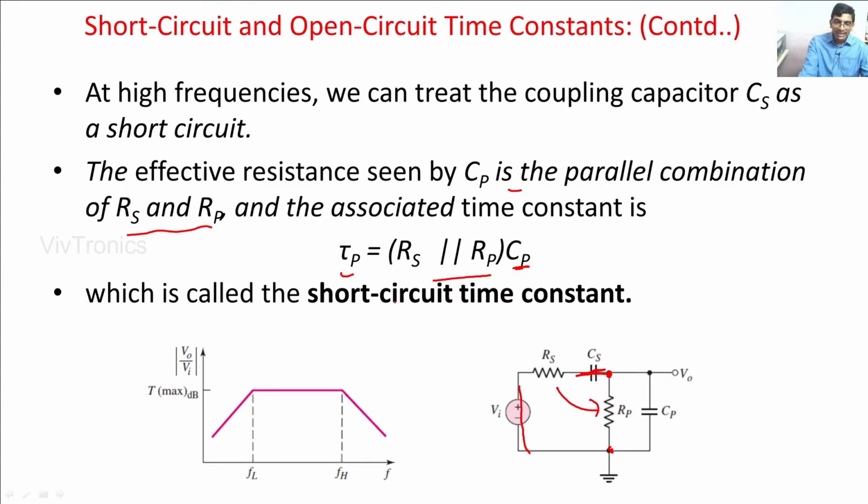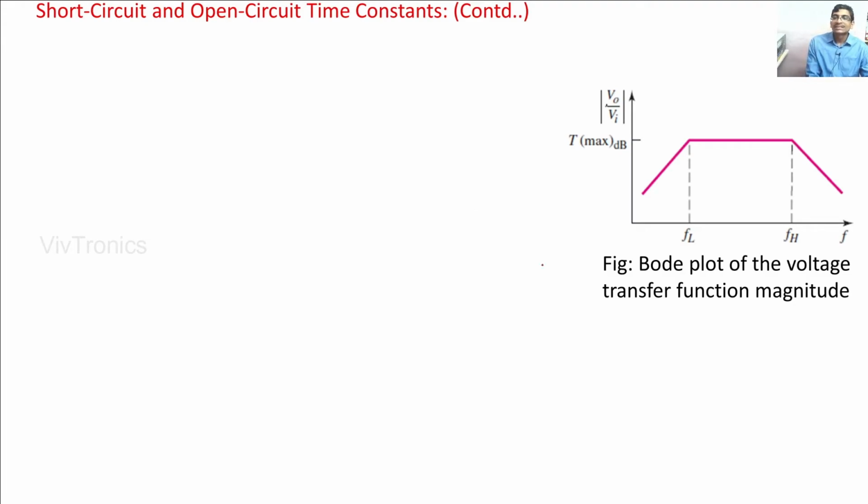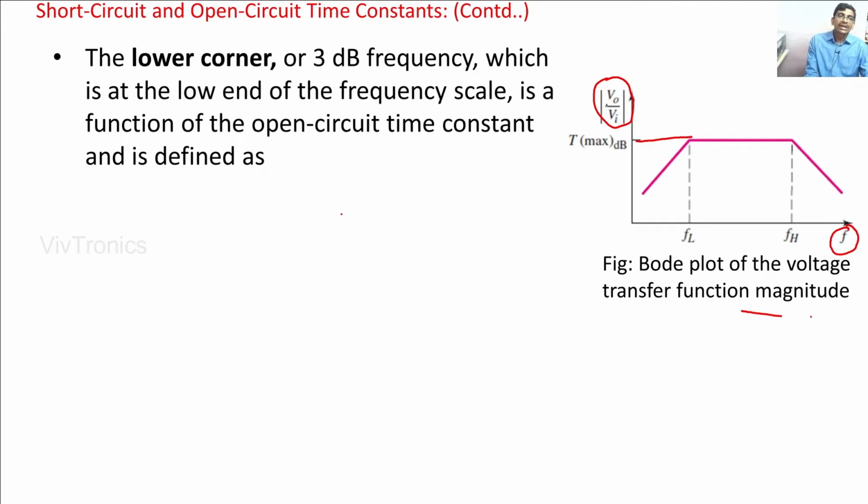Now we are going to get the bandwidth of the circuit. Let us see the Bode plot of the voltage transfer function magnitude. Here on the x-axis we have taken the frequency, and on the y-axis the transfer function or gain of our amplifier circuit, and the maximum gain is given as T maximum, in decibels. The lower corner frequency or 3 dB frequency, which is at the lower end of the frequency scale, is a function of the open circuit time constant and is given as FL is equal to 1 by 2 pi tau s, where tau s is equal to (Rs plus Rp) into Cs.